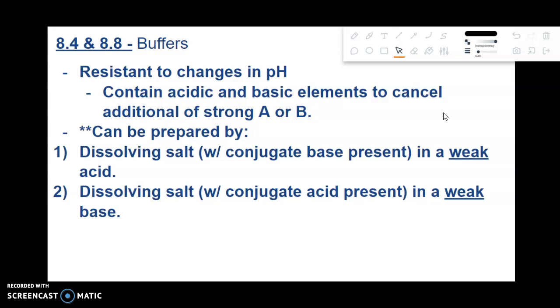You could dissolve a salt that has the conjugate acid of a weak base, something like ammonia, and then dissolve NH4 ammonium ions in it. So the solution must have both acid and conjugate base parts. Another way you can think about it: if the solution has a conjugate acid-base pair, then it will be a buffer.